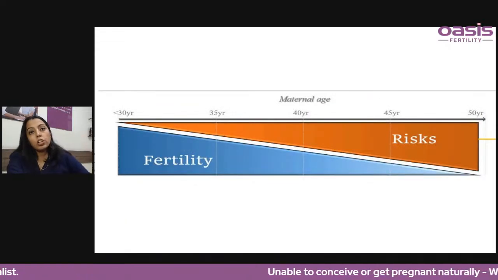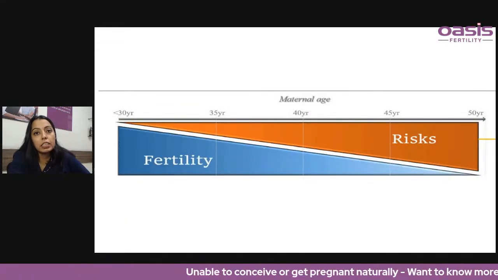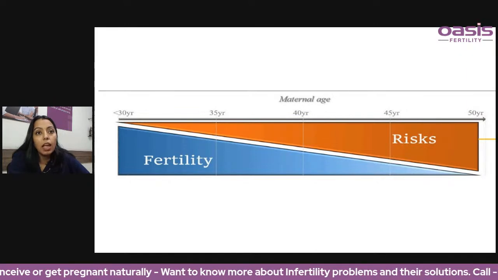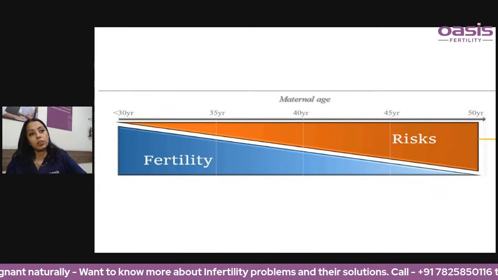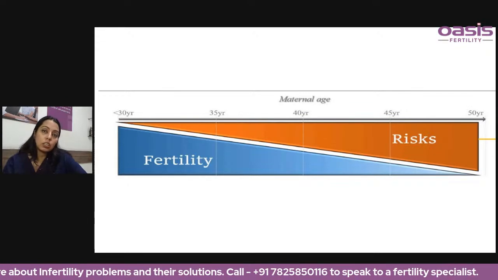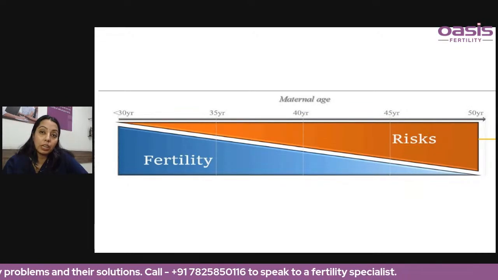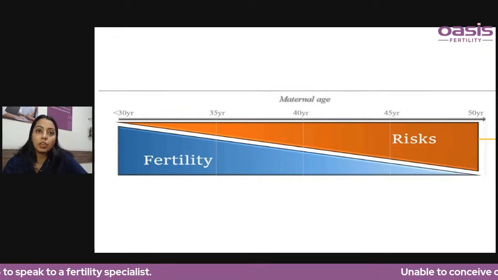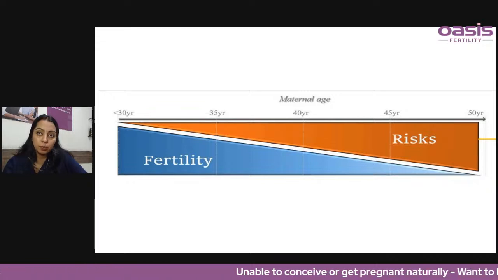So, it's not just age affecting the quality and the quantity of the eggs. Age also makes pregnancy much more risky. As you can see from this particular graph, with age, not only is your fertility reducing, your risk in pregnancy is also increasing. It becomes a high risk pregnancy as your age advances beyond 35, and exponentially so thereafter.